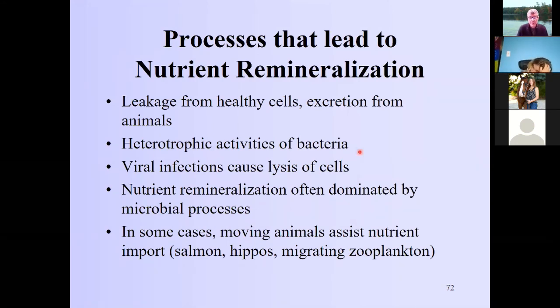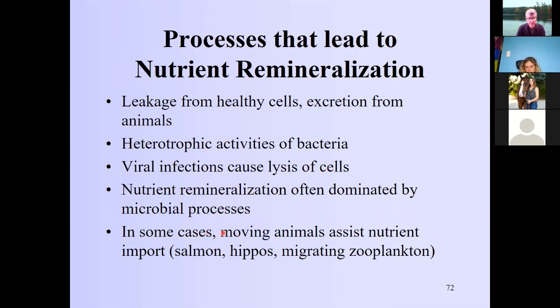So things that lead to this remineralization, I've already talked about this a little bit. Some cells leak out materials, organisms throw enzymes out in the environment. Animals excrete all the time, either in pulses or in constant amounts. Heterotrophic bacteria, we'll talk about why they dump nitrogen and phosphorus out when they do. Viral infections cause lysis of cells. Nutrient mineralization tends to be dominated by microbial processes. So we'll get to the microbial loop in the next chapter.